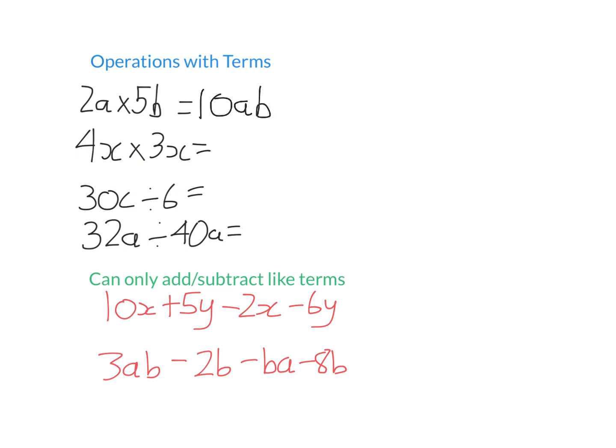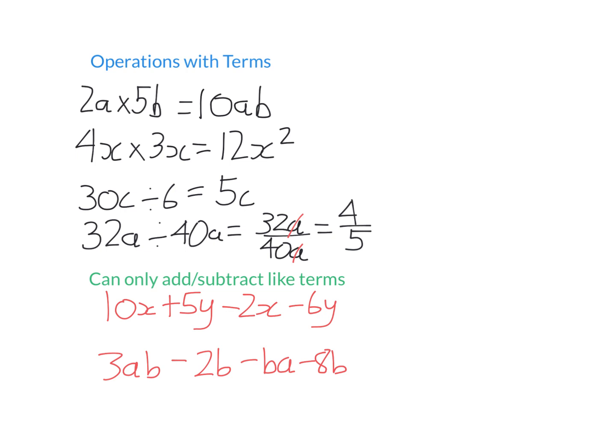So 4x times 3x. Well, 4 times 3 is 12. x times x is x squared. So when we're doing division, it's pretty similar. Notice when we multiplied, we just operated on the coefficients, the numbers in front, and same for division. So 30c divided by 6, 30 divided by 6 is 5, and we just write the c. Now, sometimes when you're dividing terms, it's easier to write it as a fraction. So 32a divided by 40a, we can write like this. Now, when you have a fraction, anything that occurs on the top and the bottom can be crossed out. So I'm left with 32 over 40, and you can get your calculator to simplify that to 4 over 5.